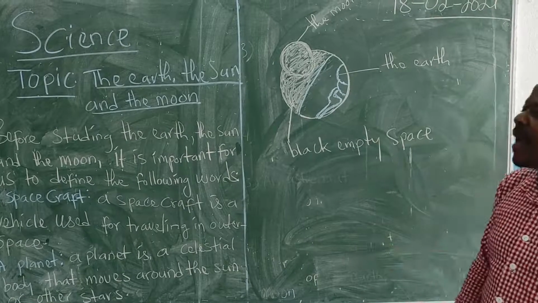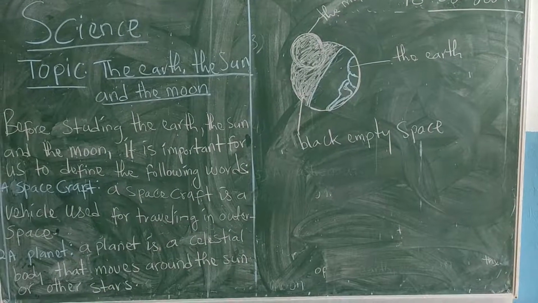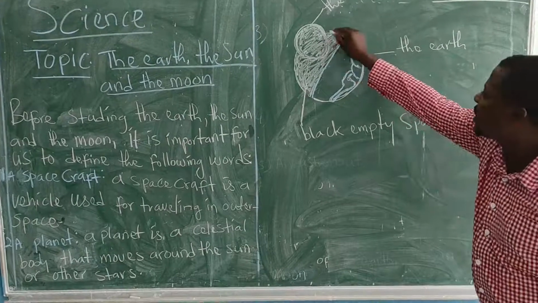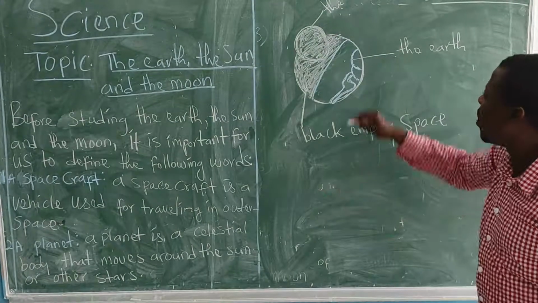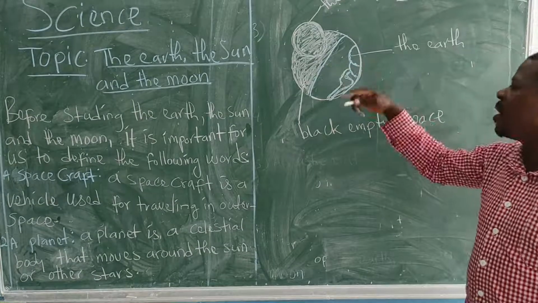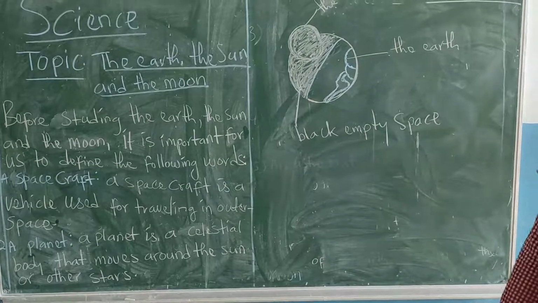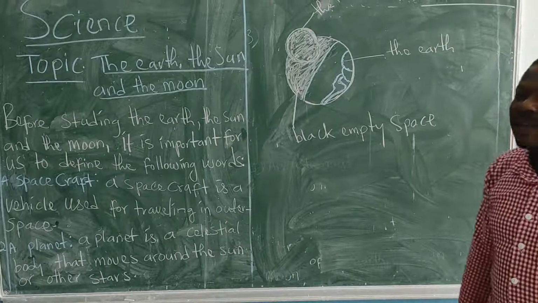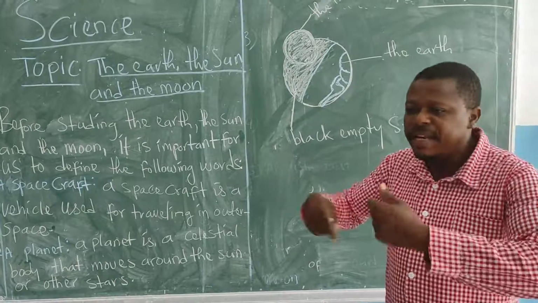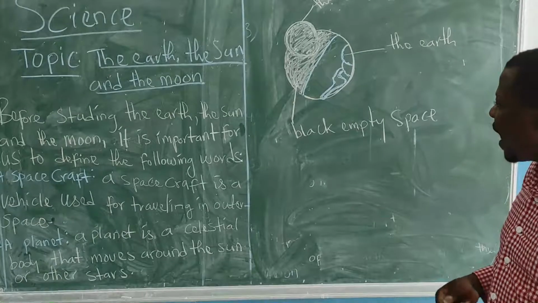What is a satellite? A satellite is a heavenly body, a celestial body that moves around another celestial body. So the Moon is a satellite to the Earth, while the Earth is a satellite to the Sun, because the Earth spins around the Sun. And the movement of the Earth around the Sun is called the rotation of the Earth. That is exactly what causes day and night. Because the Earth is spinning, we have day and night, 24 hours every day.